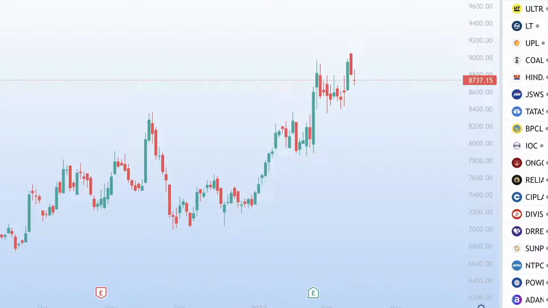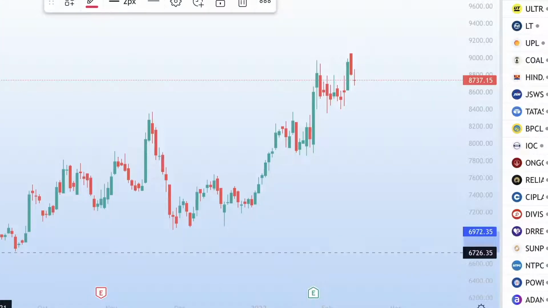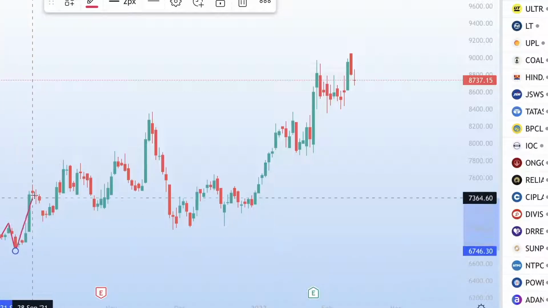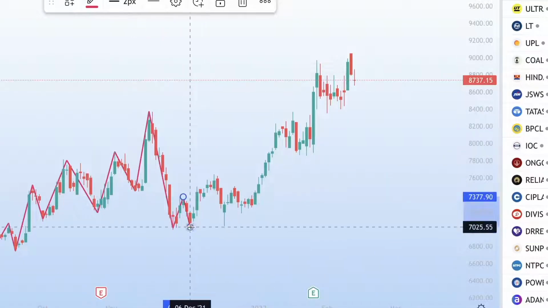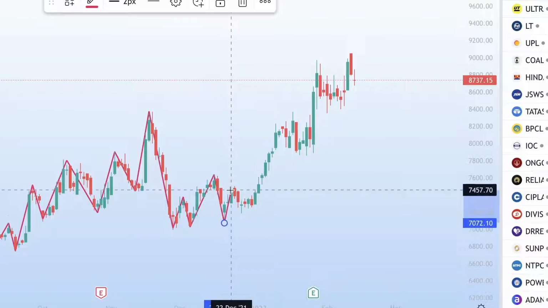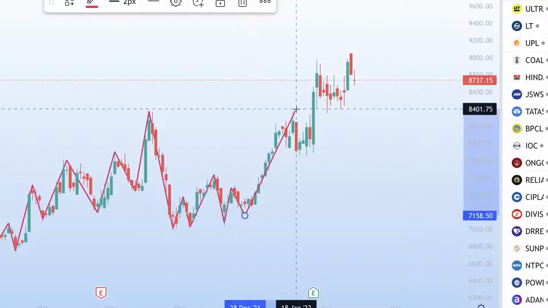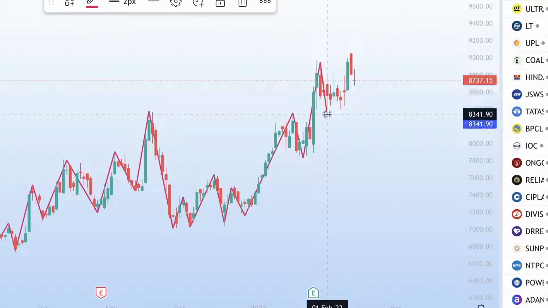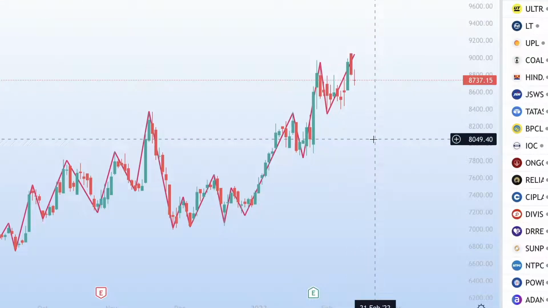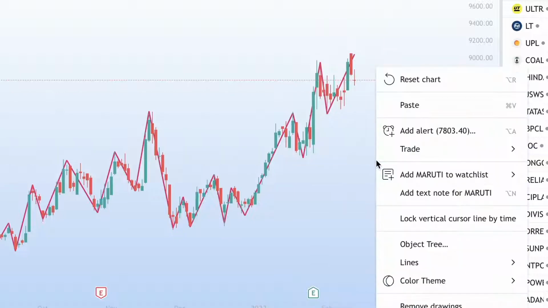So for example, let's say we open a chart of Maruti here. You start with drawing the swings. You use the trend line tool and make sure that you are in the drawing mode. What we're doing here is identifying the swings. To continue this line, just double click. Otherwise, you have to pick the tool again and again. And once you want to get rid of the tool, just right click on the chart.